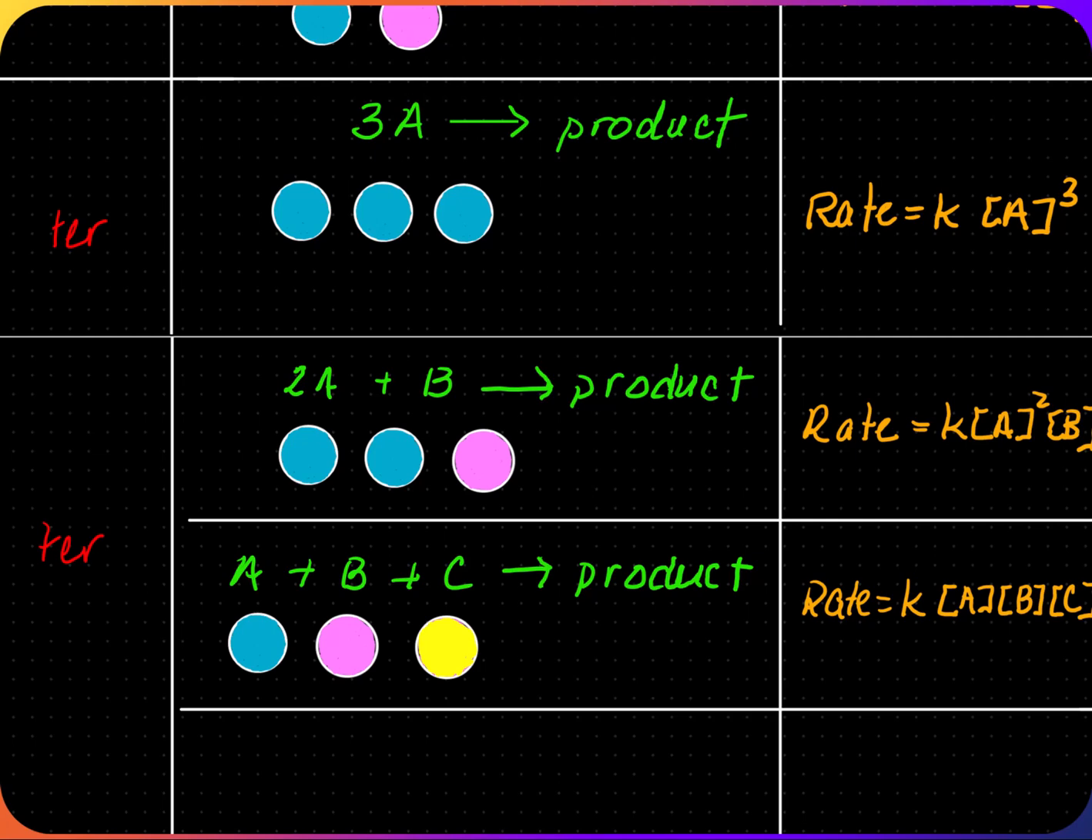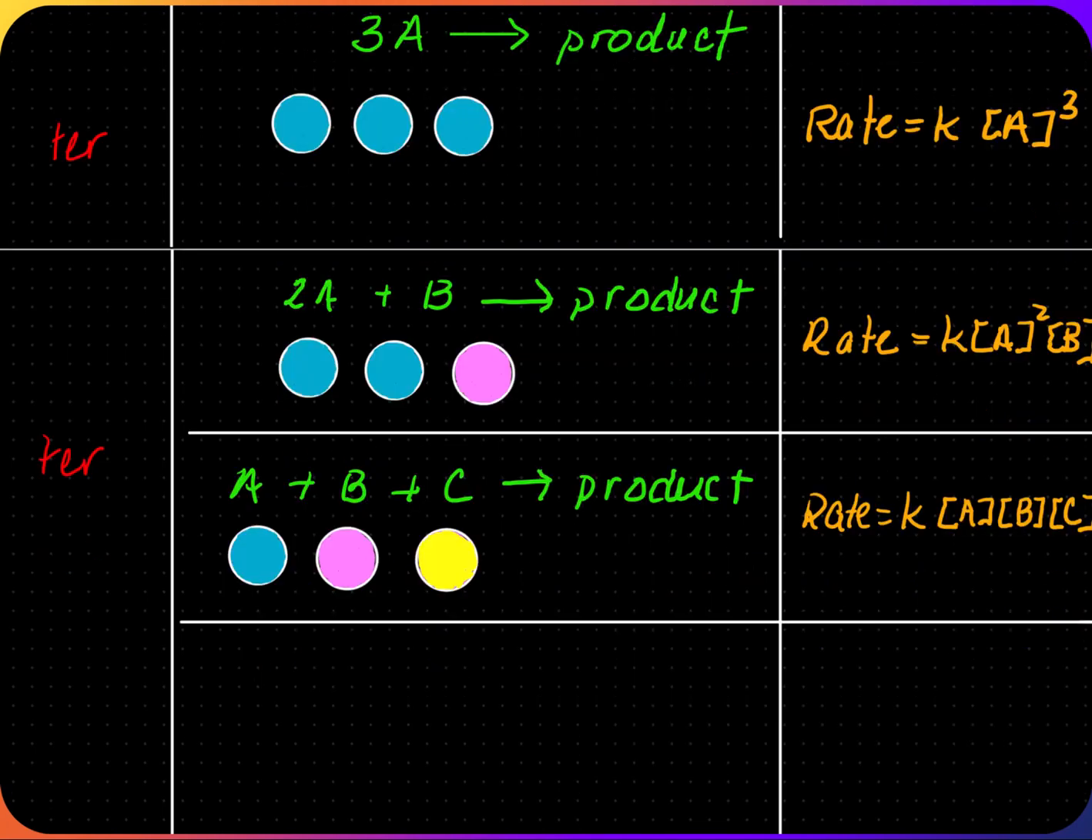Or we could have A plus B plus C produces a product, and so the rate equation becomes k[A][B][C], all to the power of 1, because the coefficient is 1. Molecule A can be replaced by B or C or any other letter. The total number for uni has to be 1 molecule. The total number of molecules for bi has to be 2. For termolecular, it has to be 3.